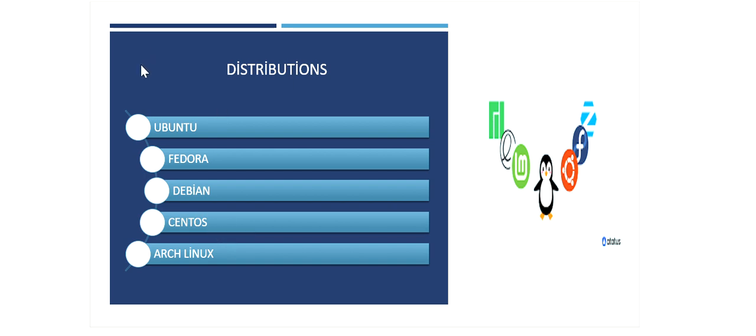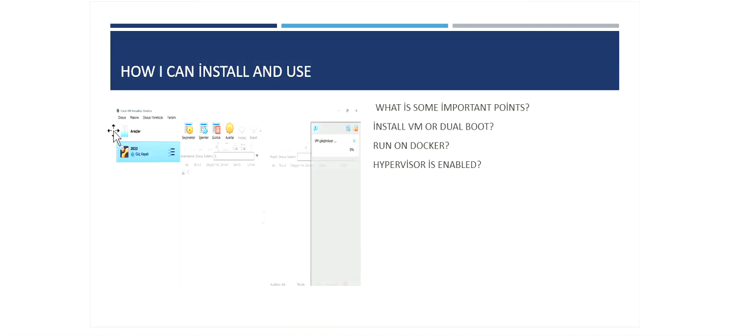So how can you install Linux? Let's get started with this topic. There are some important points. If you use Windows or macOS, you can install a VM or you can create a dual boot. You can also run Linux on Docker, and some settings must be enabled. For example, if you use Windows, your hypervisor must be enabled. After installation of Linux, let's get started.